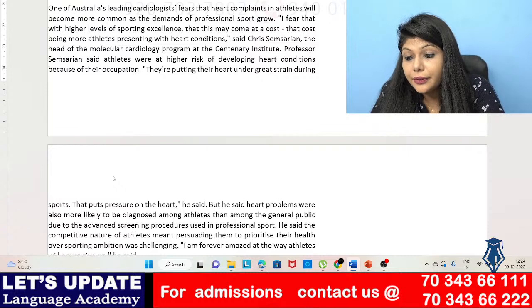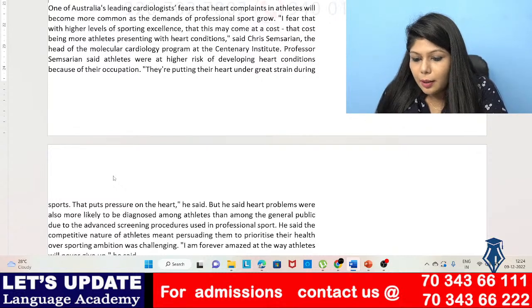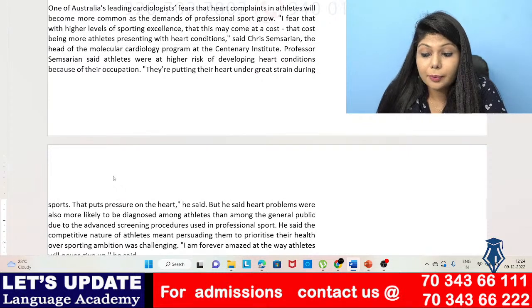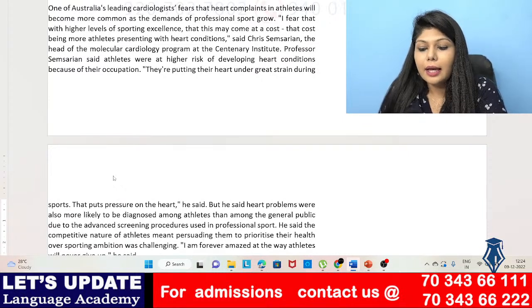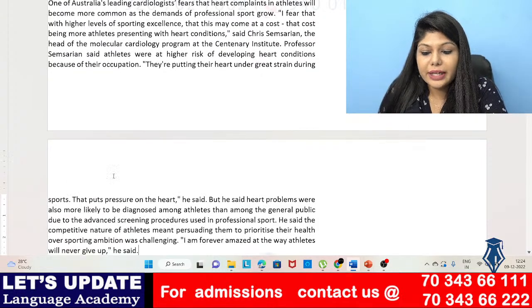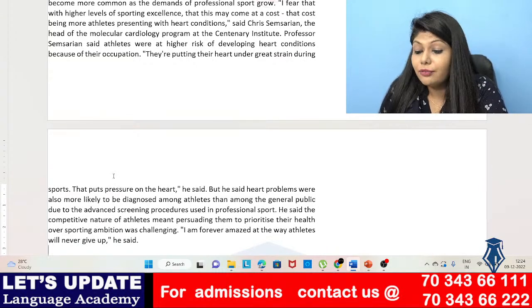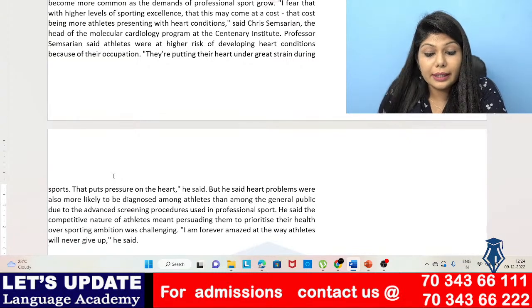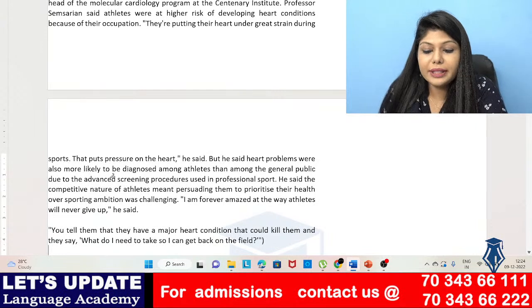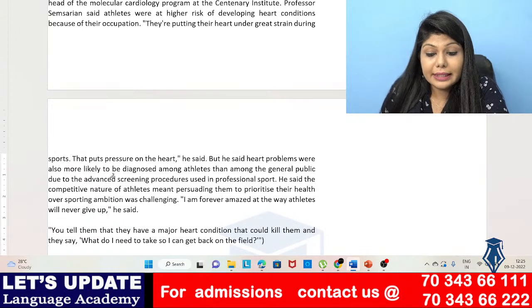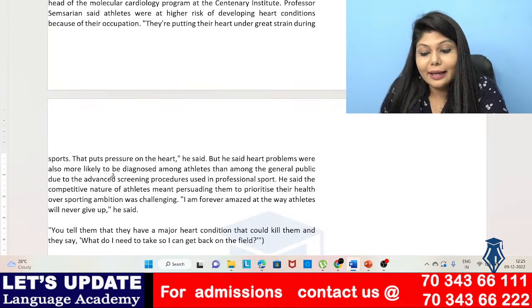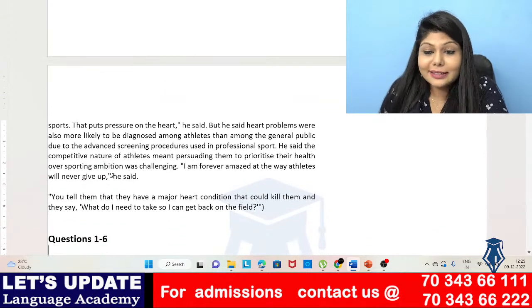"They are putting their heart under great strain during sports. That puts pressure on the heart," he said. But he said heart problems were also more likely to be diagnosed among athletes than among the general public due to the advanced screening procedures used in professional sport. He said the competitive nature of athletes meant persuading them to prioritize their health over sporting ambition was challenging. "I am forever amazed at the way athletes will never give up," he said. "You tell them that they have a major heart condition that could kill them, and they say, what do I need to take so I can get back on the field?" Okay, so that is our text.